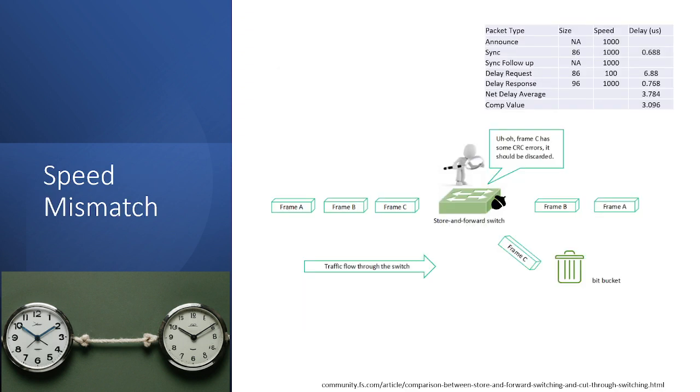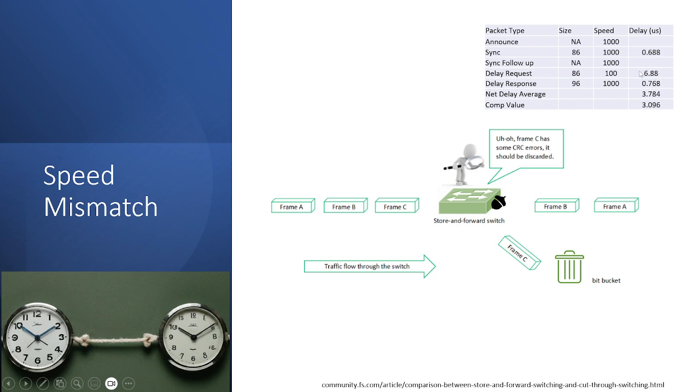Now let's just take a quick, realistic example of how the delays can impact us. In the PTP protocol, if you have a sync message that is 86 bytes long and is being transmitted at gigabit, then the delay to buffer this packet is 0.688 microseconds. And then the delay request packet, which is also 86 bytes in size, is being transmitted at 100 megabits. So at 100 megabits the delay is 6.88 microseconds.